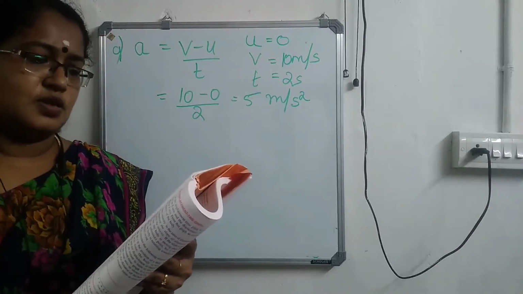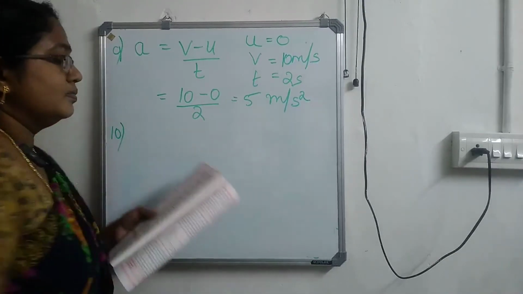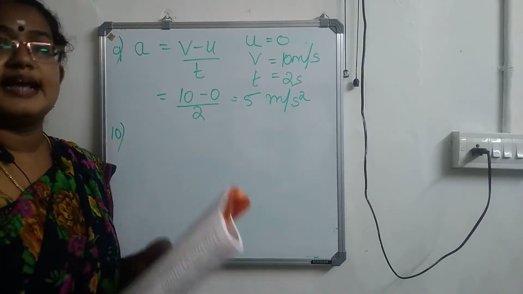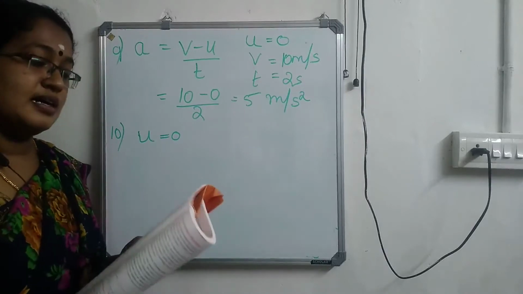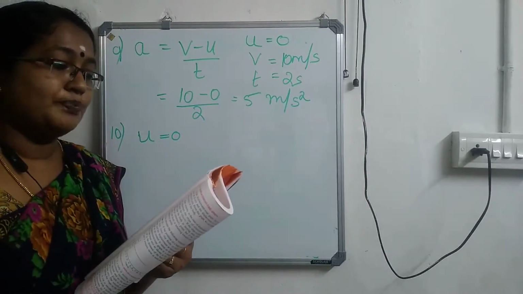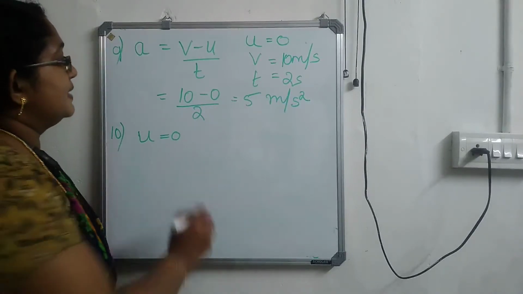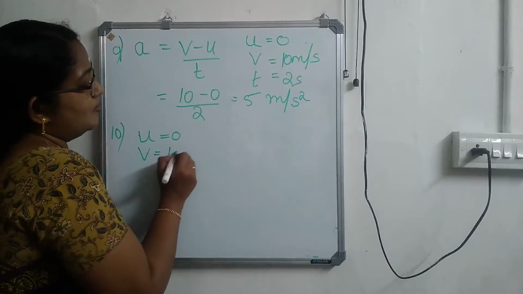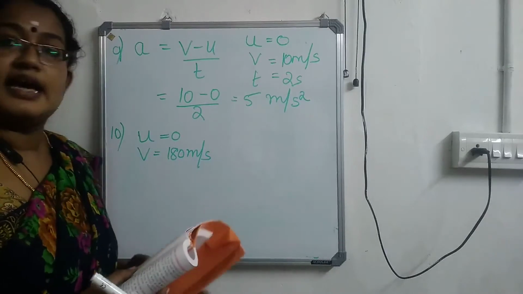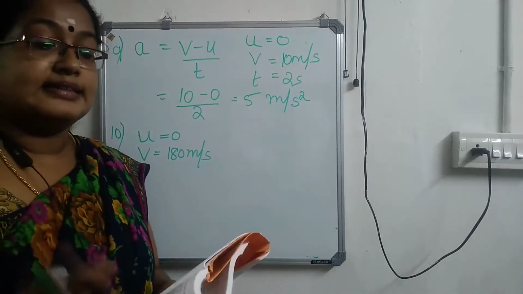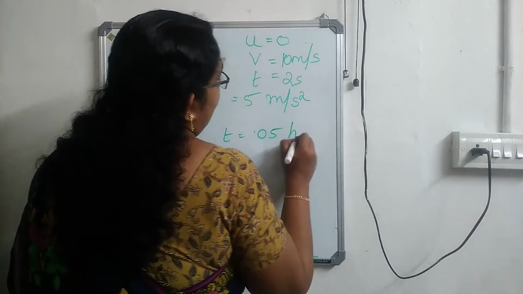Okay, now the next one is also similar to this. Question number 10. A car starting from rest. So what you have to write? U is equal to 0. If it starts from rest, U will be equal to 0. Then it acquires a velocity 180 meter per second. That means V is equal to 180 meter per second. Initial velocity and final velocity are there, and time is given as t is equal to 0.05 hours.